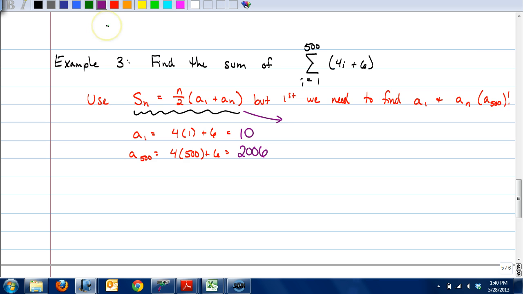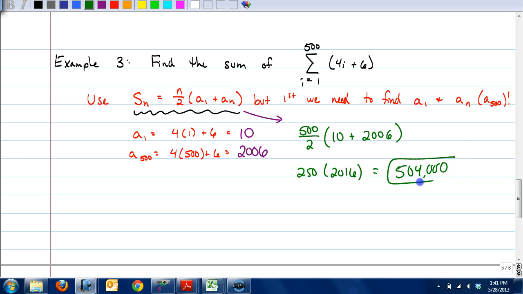So my n is that, well, there's a total of 500 terms here, divided by 2, times my first term, which is 10, plus my last term, which is 2,006. So when I simplify this, I'd end up with 250 times 2,016, which we would need our calculator for, but you should get 504,000 as your answer.